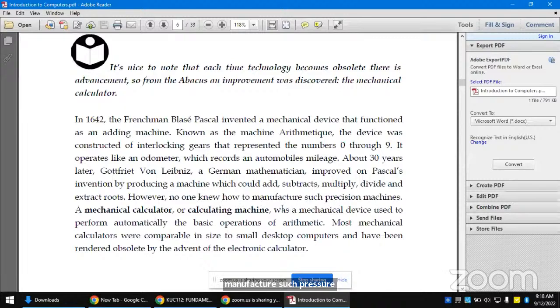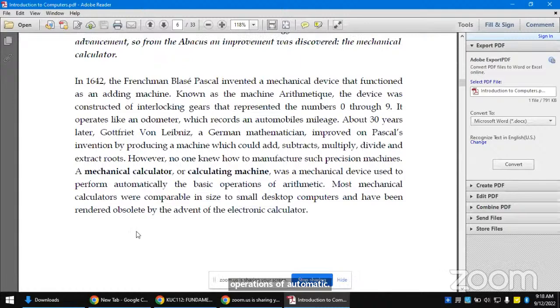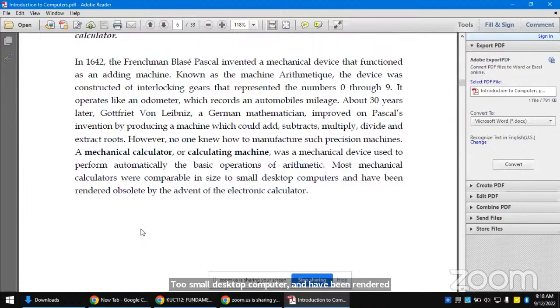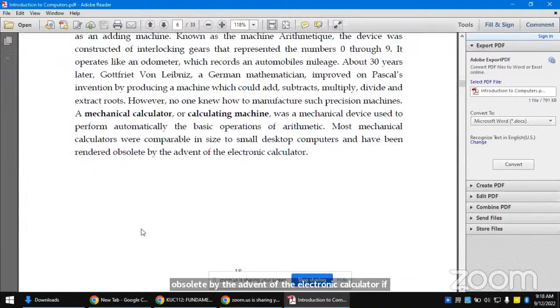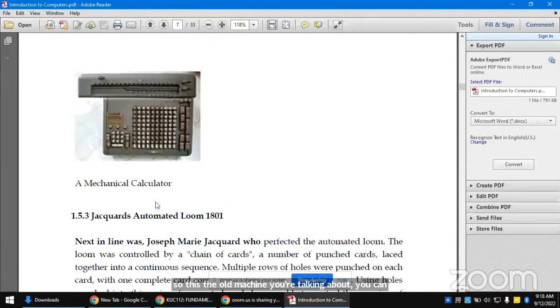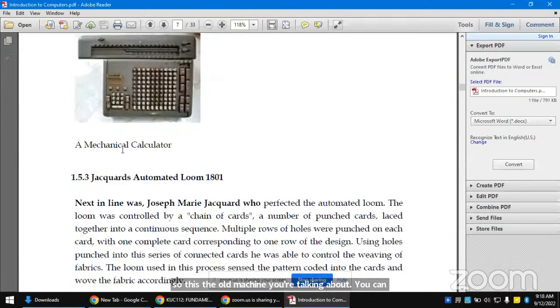A mechanical calculator or a calculating machine was a mechanical device used in performing automatically the basic operations of arithmetic. Most mechanical calculators were comparable in size to small desktop computers and have been rendered obsolete by the advent of the electronic calculator. If you look at the electronic calculator, the current and the old ones, actually these are better. So this is the old machine you're talking about. You can see the photo very clearly, it is a mechanical calculator.